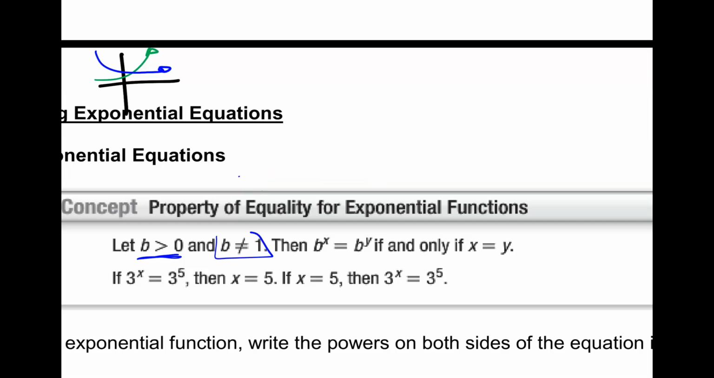Now, it can't be 1. If you think about 1 to the x power, it doesn't matter what the exponent is, right? To the 1, to the 50, to the 100, 1 to the 100 is still going to be 1. 1 to any exponent is just 1, okay?